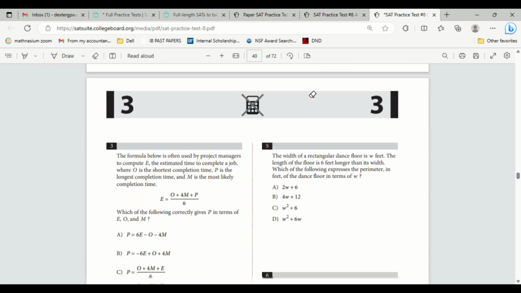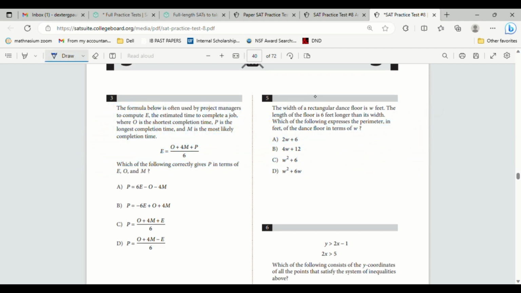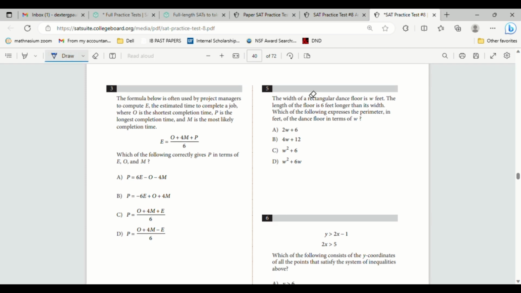Number 3, the formula below is often used by project managers to compute E, the estimated time to complete a job, where O is the shortest completion time, P is the longest completion time, and M is the most likely completion time. Which of the following correctly gives P in terms of E, O, and M? So we have to recall that in terms of just means equals. So which equation properly gives P equals?